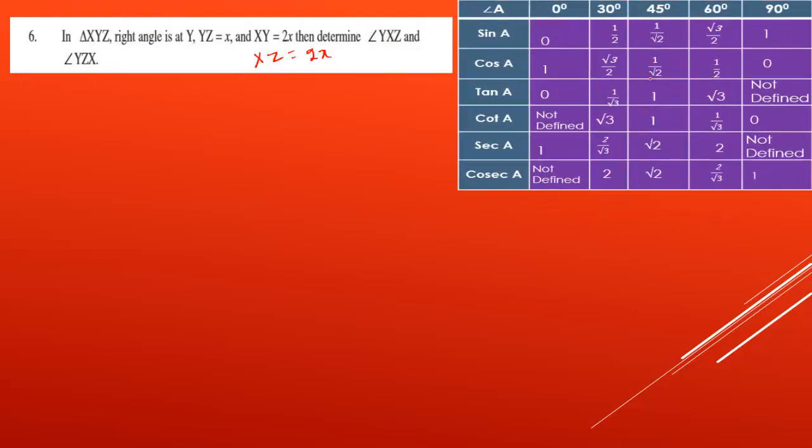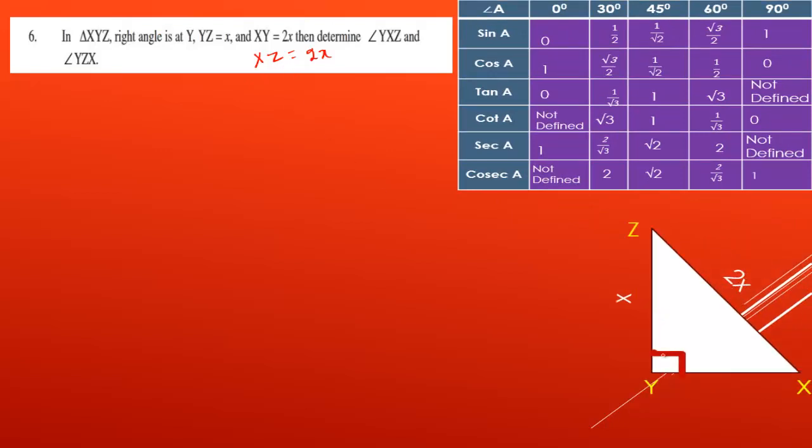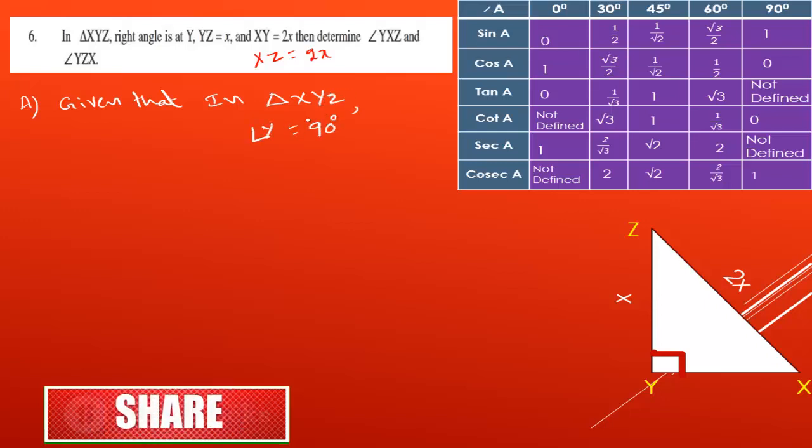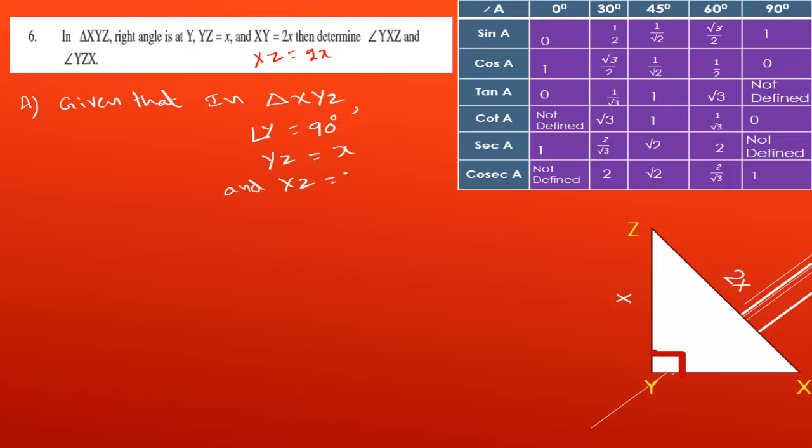This is the table for trigonometric ratios. For this problem we have to draw right angle triangle. Here angle Y is right angle, and given that YZ equal to X, XZ equal to 2X. Now we have to calculate angle YXZ means angle X and angle YZX means angle Z. Given that in triangle XYZ angle Y equal to 90 degrees, YZ equal to X and XZ equal to 2X.